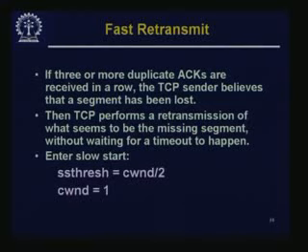Now, if you remember that TCP Reno uses fast retransmit, if 3 or more duplicate ACKs are received in a row, the TCP sender believes that a segment has been lost. That means ACKs have come, that means some earlier packet has gone missing, so it is quite likely that the later packets or segments have got lost.